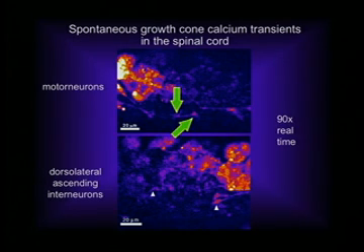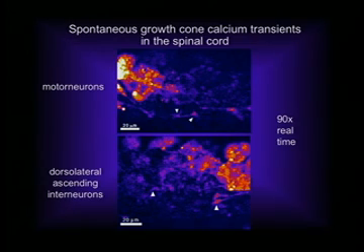So let's look at a couple of movies so that we can see what's going on here in the growth cones of motor neurons and in the growth cones of these DLA, dorsolateral ascending interneurons. The procedure, very simply, is to load the cell bodies here by creating a little cavity in the embryo, loading the cell bodies with a calcium indicator that reports in its fluorescence the level of calcium in the neuron.